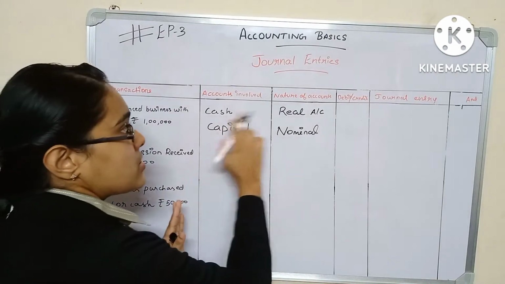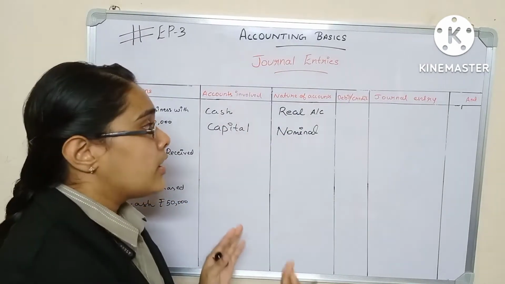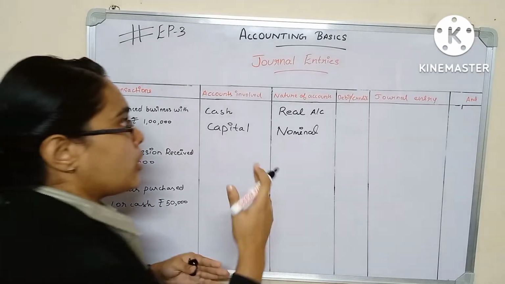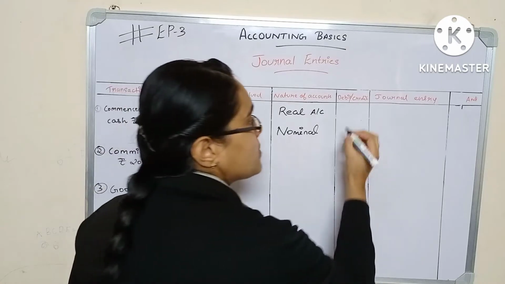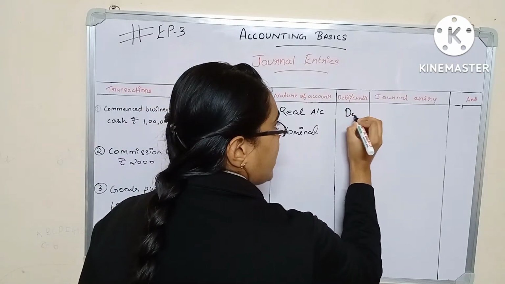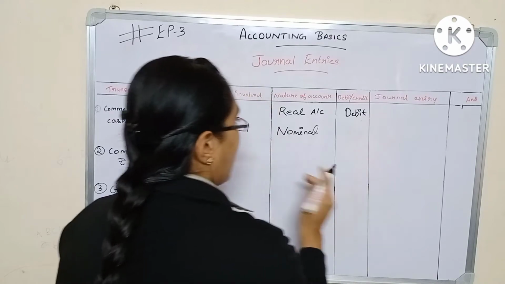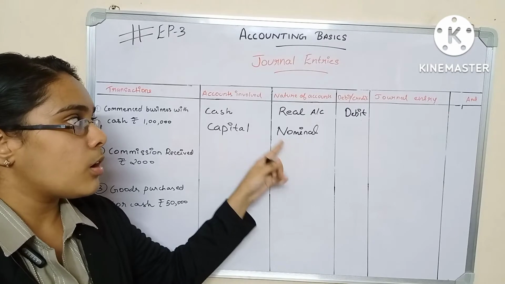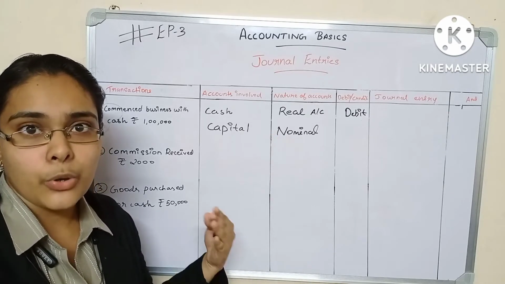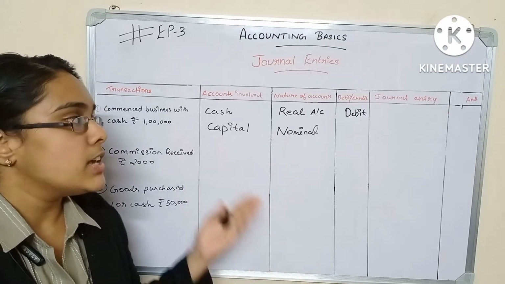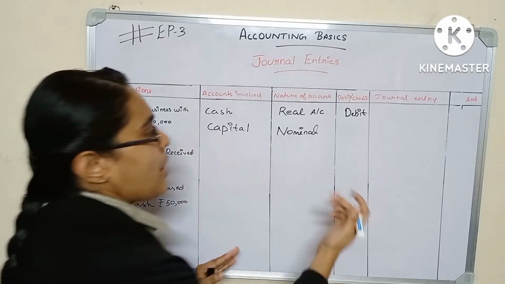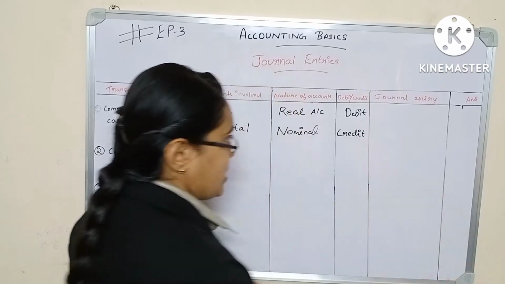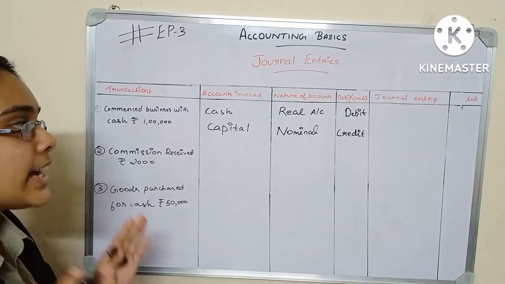Now you know that cash is a real account. Apply the real account rule. Here cash is coming into business. So what will you do? You will debit the cash account. Debit what comes in. So I am going to write here debit. Now capital. Capital being a nominal account, it is a liability also. So when capital comes in, you are going to increase your liability, so you will credit the capital account. Capital always has a credit balance. Being a liability, it is always credited.